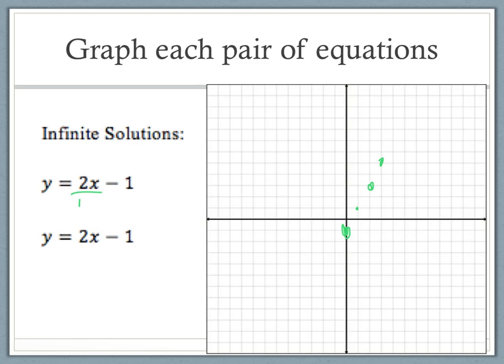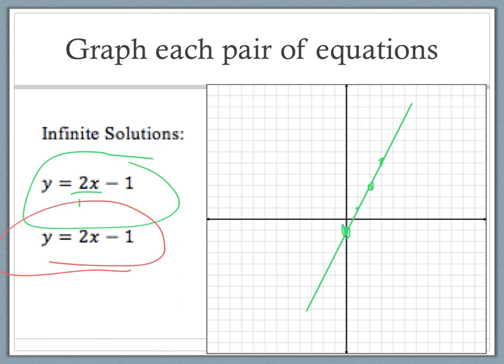Okay, and then when I graph this line, there's my line that I just graphed. So I graphed this first one. Now if I graph this second one, and maybe I'll use red for this one, if you notice, it's the exact same line.